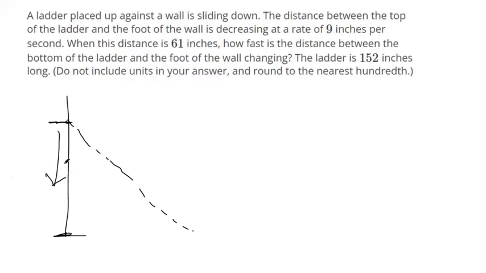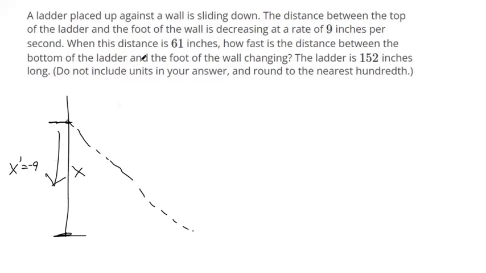So we'll call this distance x. X changes depending on how long it's been sitting there. So x prime is this distance, how fast it's changing with respect to time, specifically seconds. So x prime is -9. And the reason why I'm putting negative instead of positive is because x is decreasing, right? So -9 says that the rate of change of this distance is getting smaller by 9 inches per second.